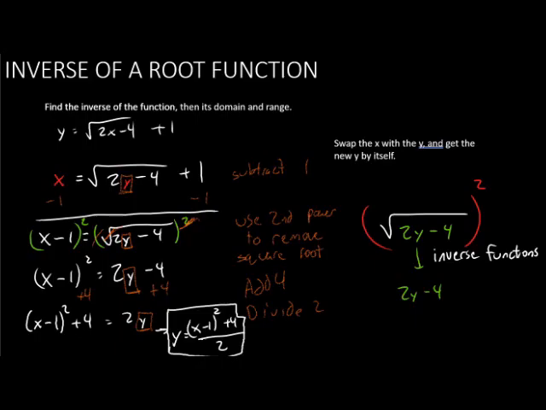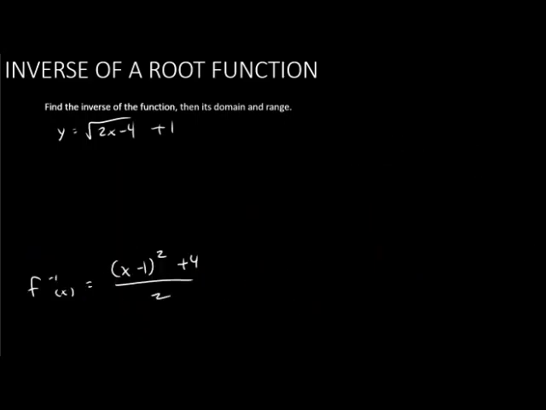Now that we know our new inverse function, let's try to find the domain and range of both the original and the inverse. Now that we have our function and its inverse, we'll try to find the domain and range. First, for our original function, we have 2x minus 4 inside of the square root, and we know that anything inside of a square root must be greater than or equal to 0. So we'll have 2x minus 4 greater than or equal to 0, and we'll try to solve that to get the domain.